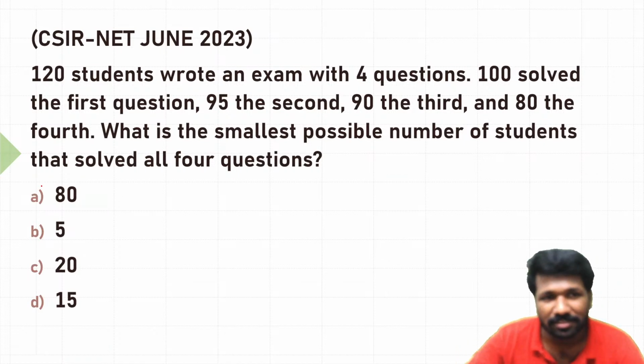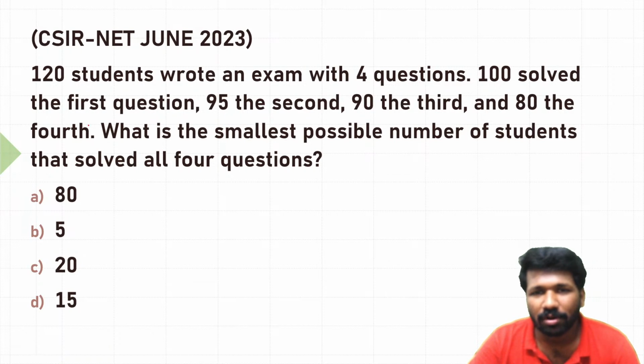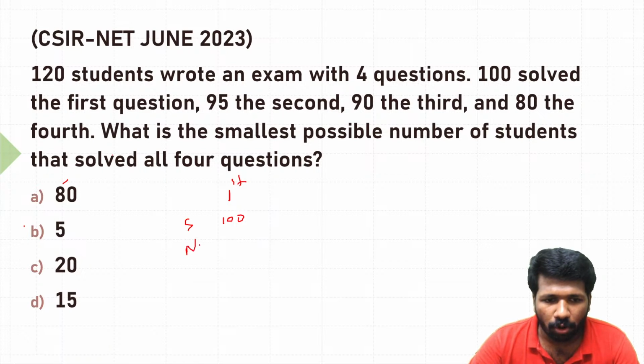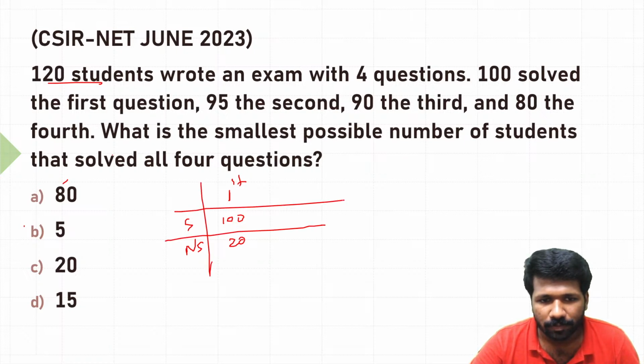Listen very carefully to this. 120 students wrote the exam with 4 questions. Total 120 students are there. 100 solved the first question. Not solved will be the remaining 20. I'll tell you why I am taking the not solved also.